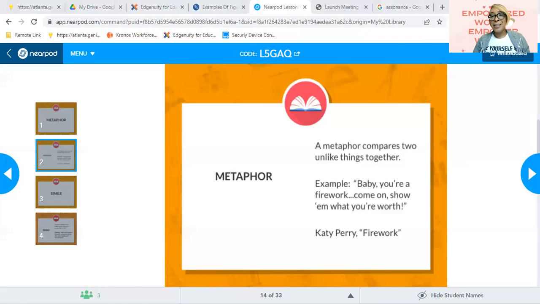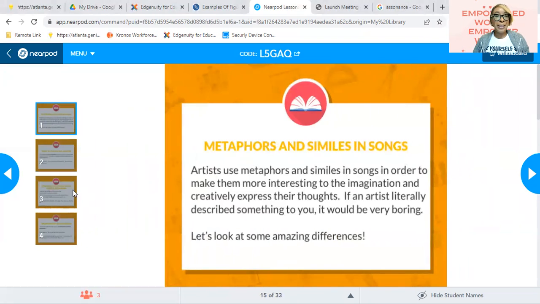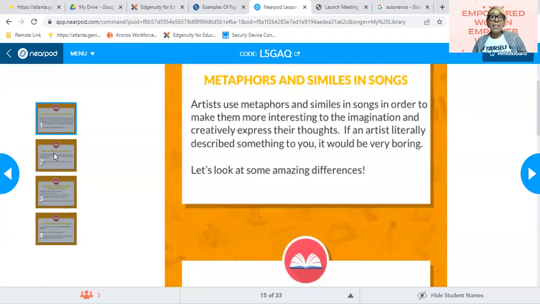That was excellent. Excellent job. So, wrapping it up, just like what I was saying: metaphors and similes in song. Artists use metaphors and similes in songs in order to make them more interesting to the imagination and to creatively express their thoughts. If an artist literally described something to you, it would be very boring. So let's look at some amazing differences. Let's see what they have.